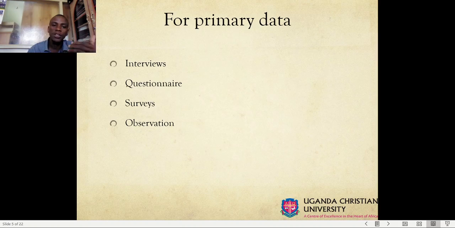Interviews can be face-to-face interactions between the person getting the information, the interviewer, and the person from whom the information is being gotten, the interviewee. When people are interacting, I'm asking you questions following my interview guide, and you're giving me answers. I may choose to record that information, maybe using a cassette recorder, or I may choose to write down the information you're giving me. I have my questions written down at times. So I ask you, you explain to me. I ask you another question, you explain to me, as I'm recording or noting down what you're telling me.